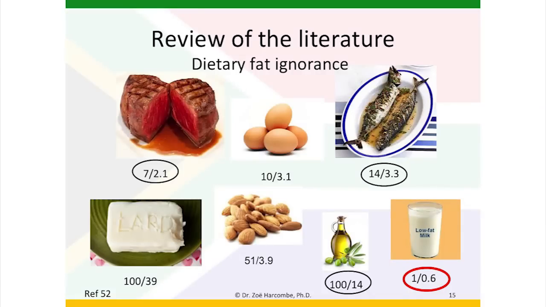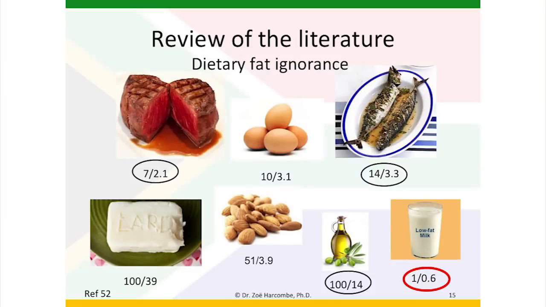So I present this slide quite often at conferences, and I ask the audience to say which of these foods contains more saturated than unsaturated fat. And we have a sirloin steak, eggs, oily fish, represented here by mackerel, lard, almonds, olive oil, and low-fat milk. And it surprises the audience to point out that the only food on that chart with more saturated than unsaturated fat is the low-fat milk. It has just 1% total fat and 0.6% saturated fat, but of course that means there's only 0.4% unsaturated fat.